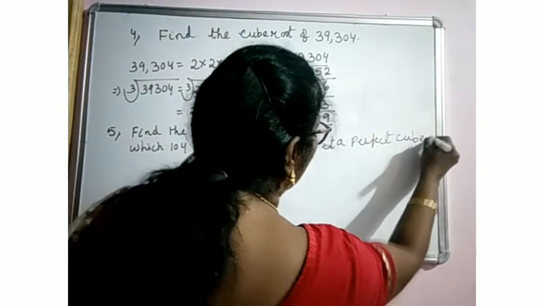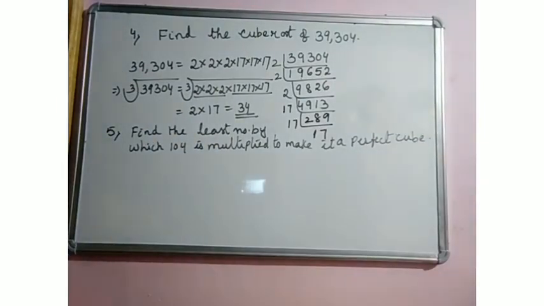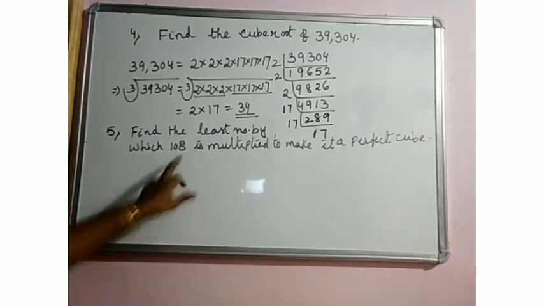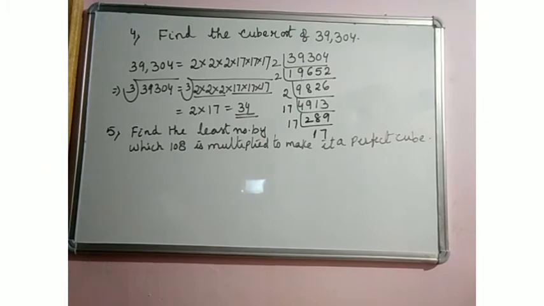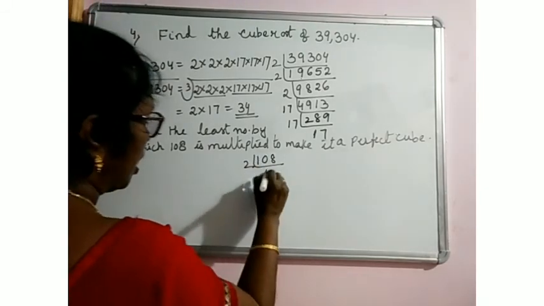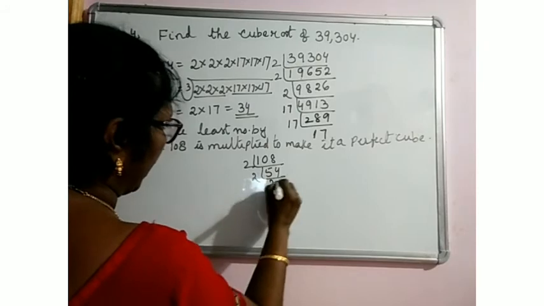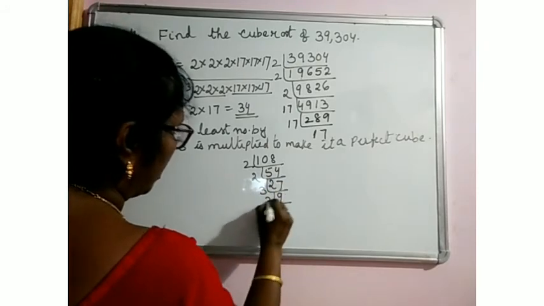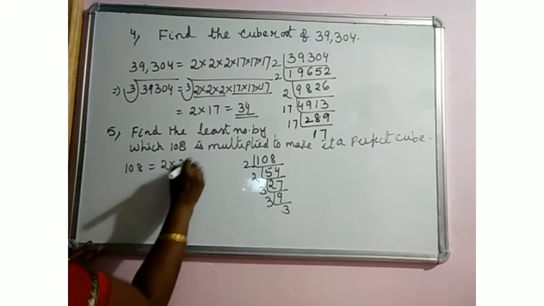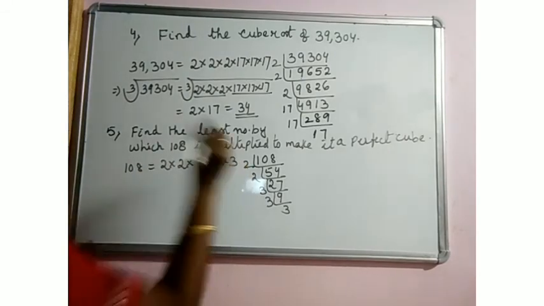That means 104 is not a perfect cube. What number is to be multiplied? Let me take 108. What number is to be multiplied to this so that it will be a perfect cube? Okay. So for that, in the same way, let us find the prime factors of this. So 108 is equal to 2 into 2 into 3 into 3 into 3.